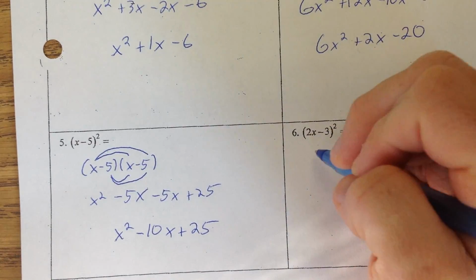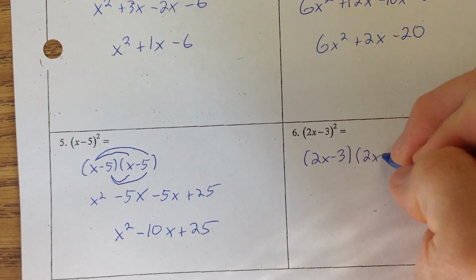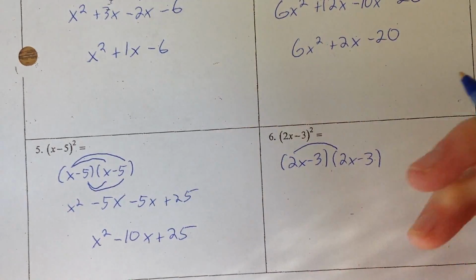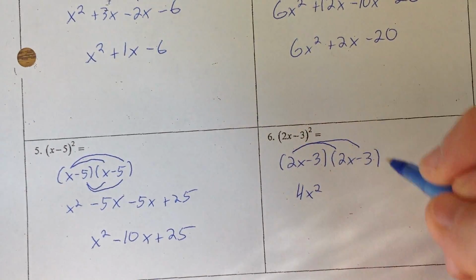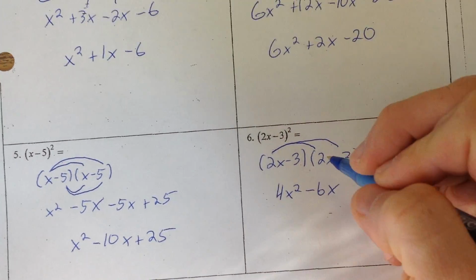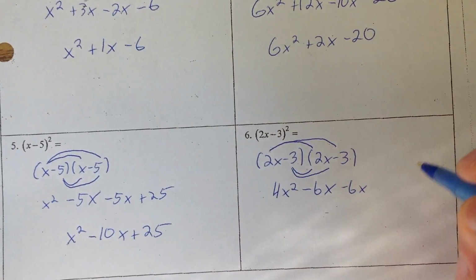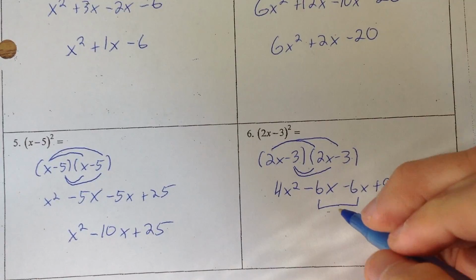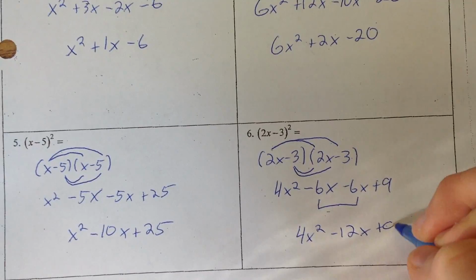2x minus 3 squared is really 2x minus 3 times 2x minus 3. And then we have to go through the process. So 2 times 2 is 4. X times x is x squared. 2x times minus 3 is a minus 6x. This is going to give us another minus 6x. And then this negative times a negative is going to give us a positive 9. We'll combine those like terms and get 4x squared minus 12x plus 9. Okay, let's take a look at the back.